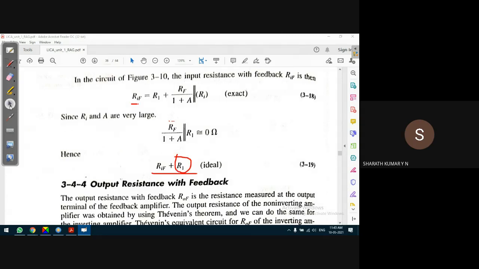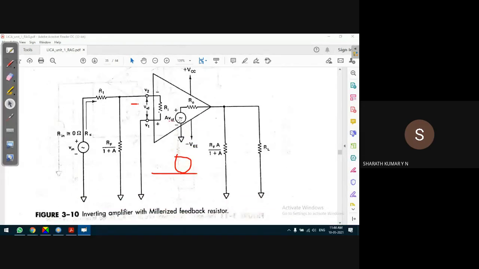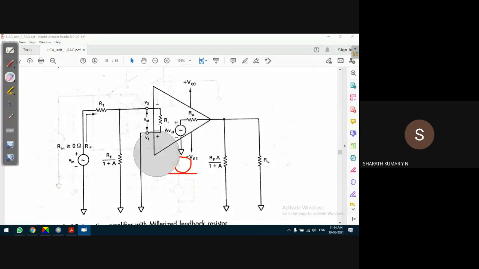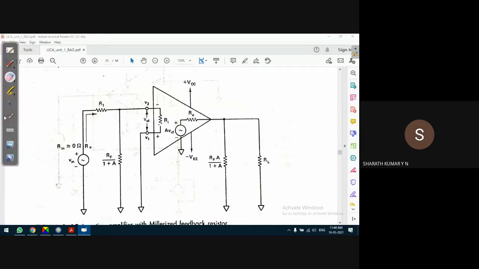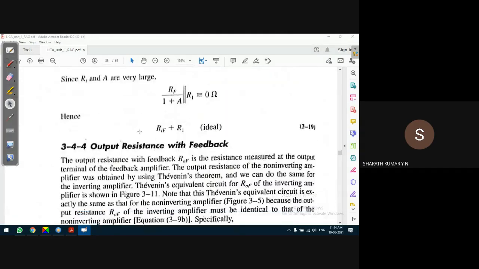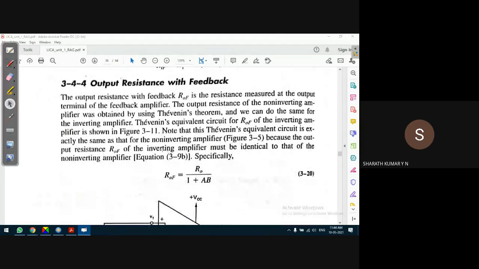So with negative feedback, the effective resistance increases. But in this case, we have to carefully select R1, because just to increase the input impedance, if you select a very large value of R1, the power dissipation of the entire circuit increases. So keeping power dissipation in mind, you have to select an appropriate value of R1. How to select the input resistance for a given condition, we'll discuss.